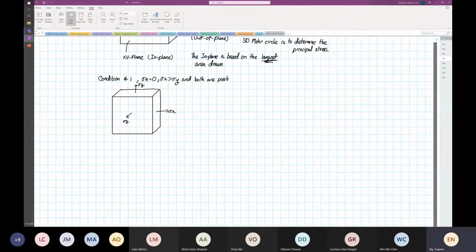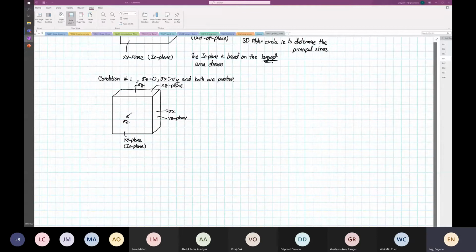Okay, both of them are positive. Right, so from here, you can see that this is your XY plane. And I'm going to write that this is our in plane, right? It has the bigger surface area. The other one, this is your YZ plane. And over here, this is your XZ plane.